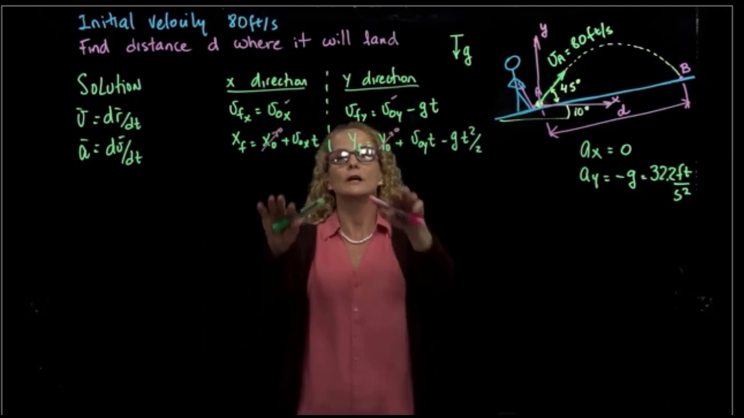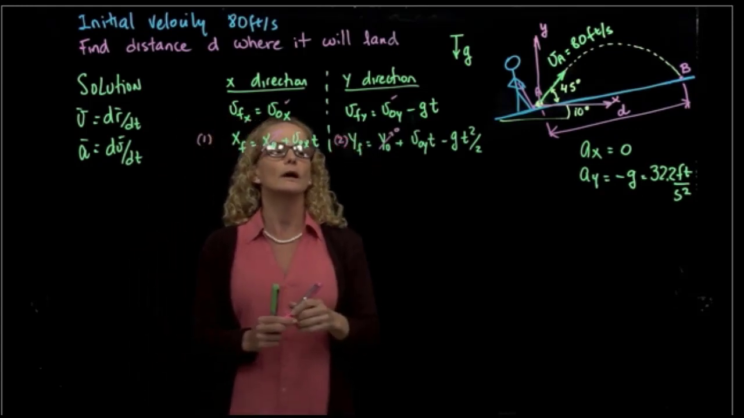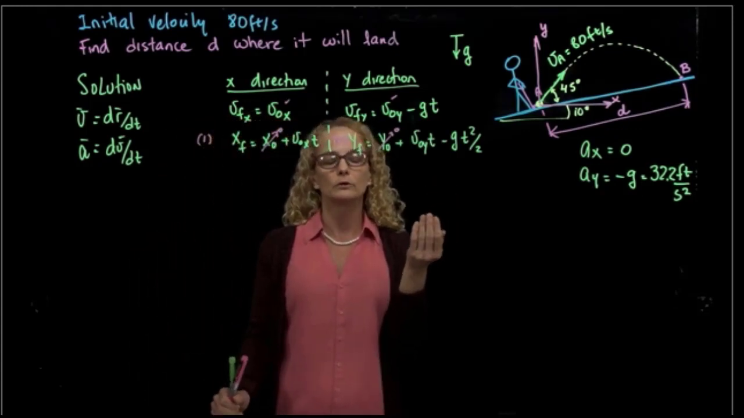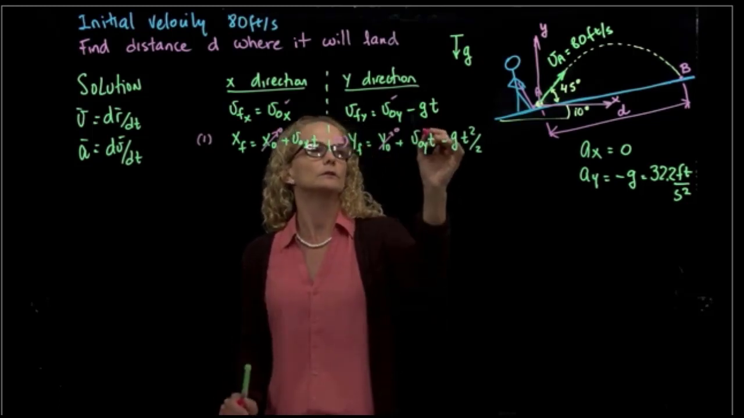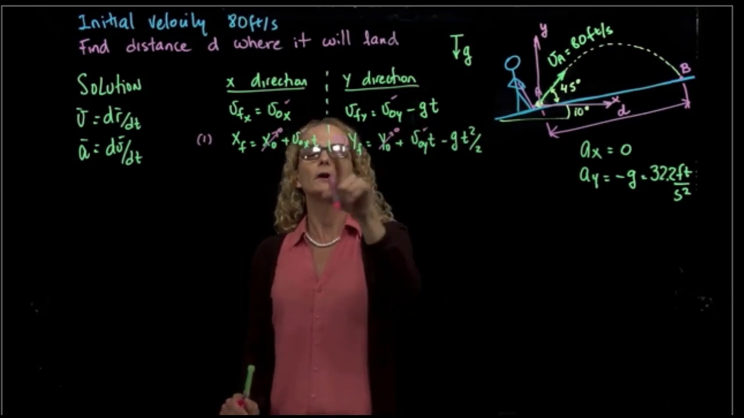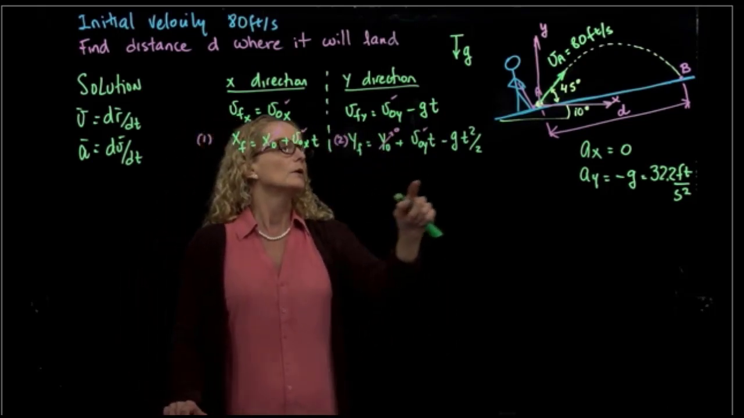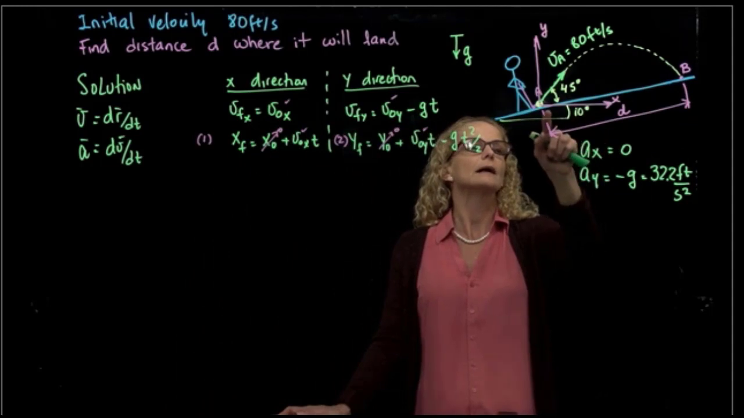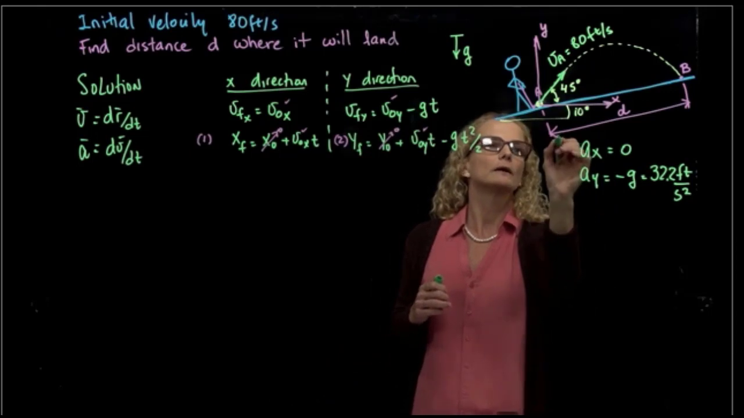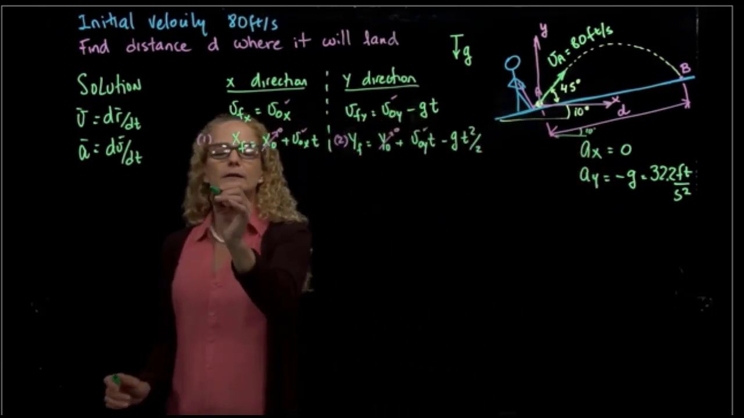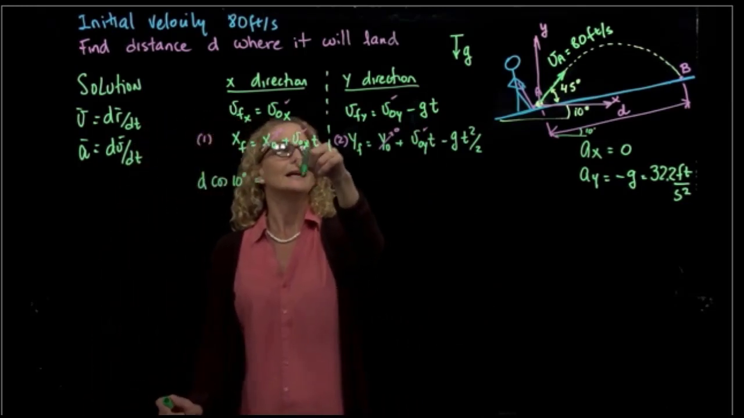So we can use these two expressions. Let's call this equation 1 and this equation 2, and we will have two equations with two unknowns, because the initial velocity is known, so we will have time and final position as the unknowns. For this expression right here, we see that we have the distance, and the angle between the distance and the horizontal is parallel to the incline, so this is 10. So we will have that this is distance times cosine of 10 degrees is equal to the initial velocity.